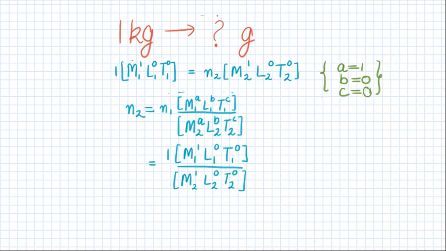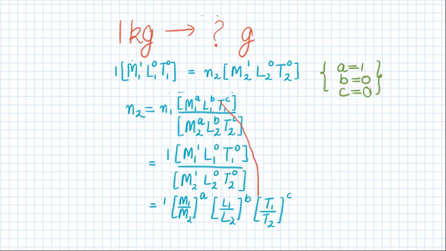Now what we can do is write this M in an individual bracket, write this L in an individual bracket, write this T in an individual bracket. So if you write this one in terms of this individual bracket, it will be M1 upon M2, both have the same power A. Similarly, L1 upon L2, both have the same power B, and T1 upon T2, both have the same power C. And you know how much is A? 1. B is how much? 0. C is how much? 0.